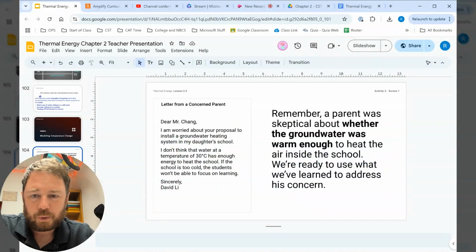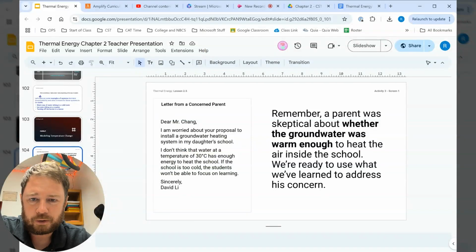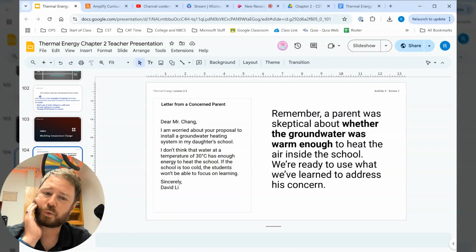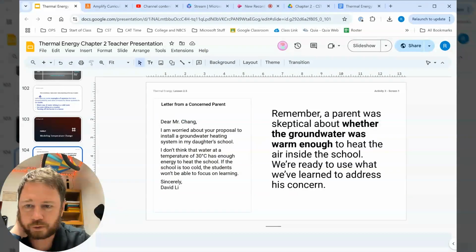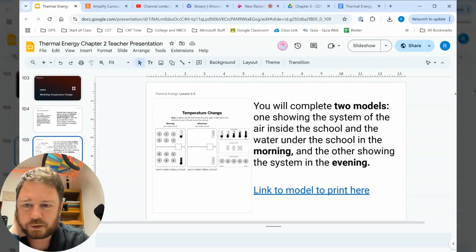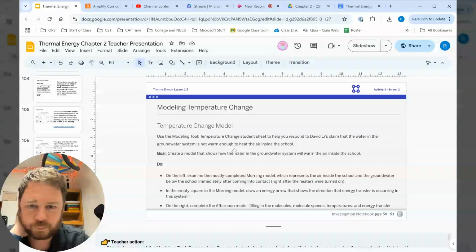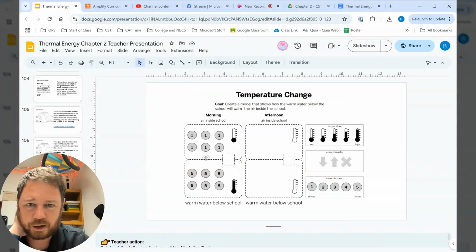So remember, we are trying to answer a concerned parent. This parent is worried that the groundwater system will not have enough energy to heat the school. If the school is too cold, the students will not be able to focus on learning. So you need to get one of these modeling activities. The modeling activity shows the air in the morning and the water in the morning.